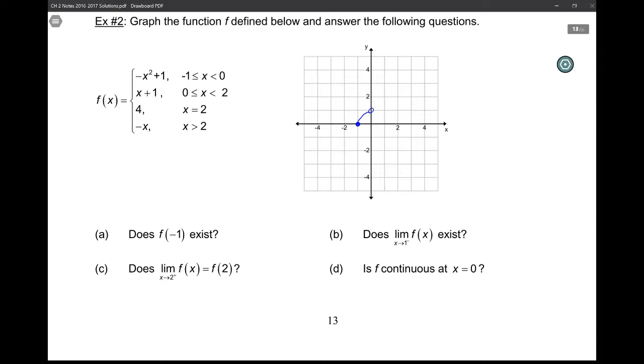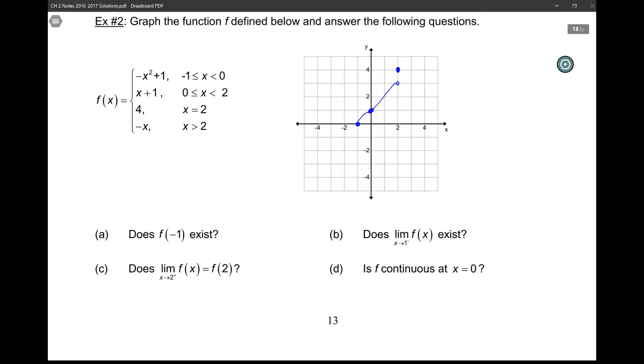Now that's an open circle right now, but when I get to the next part of my piecewise function, I'm actually going to color it in, because x is greater than or equal to 0. Now it's filled in nicely. It's not open, is it? And then we go up to 2. Oops, I made a mistake. It's up here. It goes up here, and this is an open circle. And then at x equals 2, we get 4, so that's going to be colored in. And then x greater than 2 is negative x.